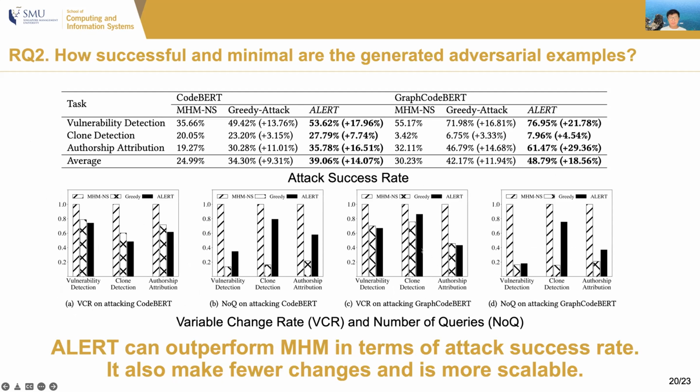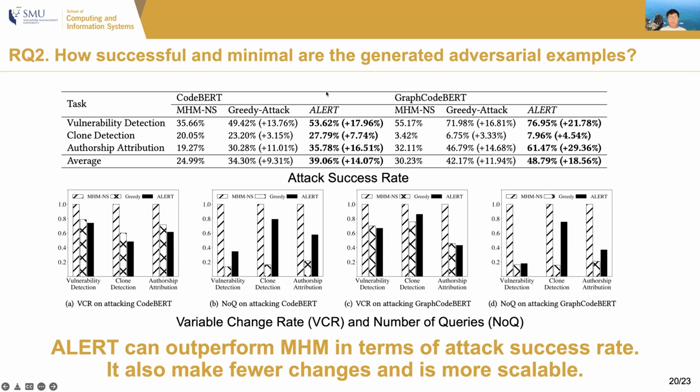The second RQ is about how successful and minimal the generated adversarial examples are, and how scalable the generation process is. We use 3 metrics to measure the performance of an adversarial example generation method. We have attack success rate, variable change rate, which means the proportion of variables changed in the whole program, and the number of queries to the victim models. We can observe that the simple greedy attack can already outperform the MHM search method, and using the genetic algorithm can boost the results even further.